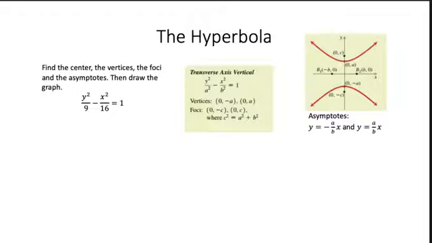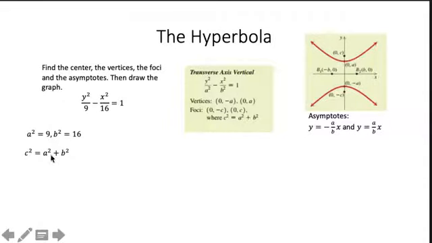Also remember the equation for the asymptotes. It's going to be rise over run, a over b, x. Okay, now let's identify a and b, and then we'll find c. So a squared is equal to 9, and b squared is equal to 16. I'm going to plug those into this equation to find c squared.